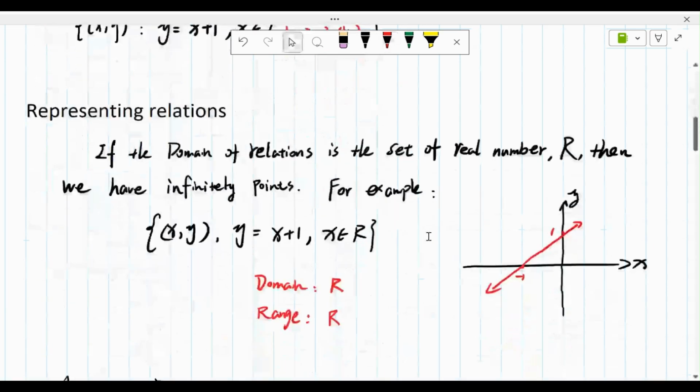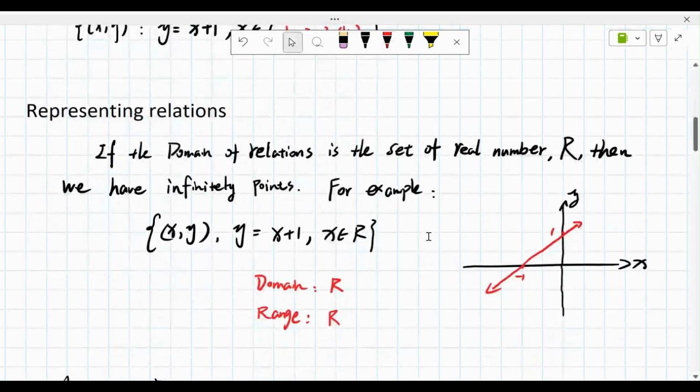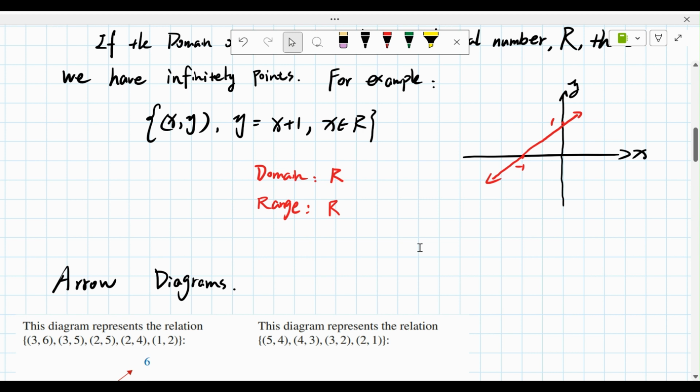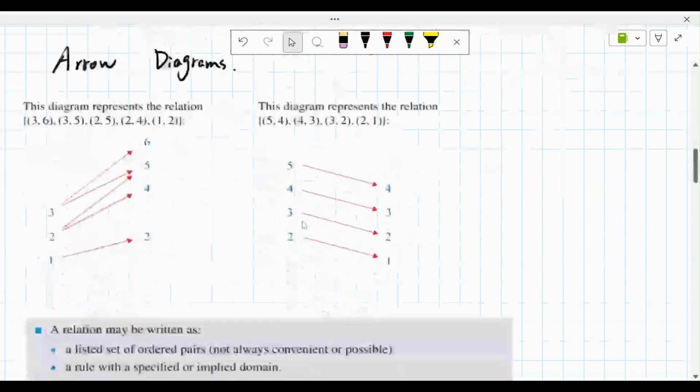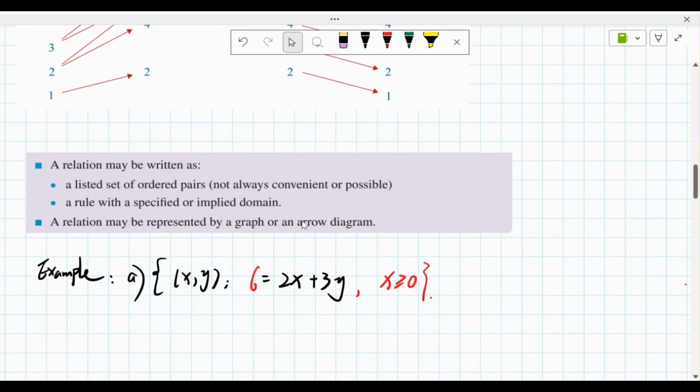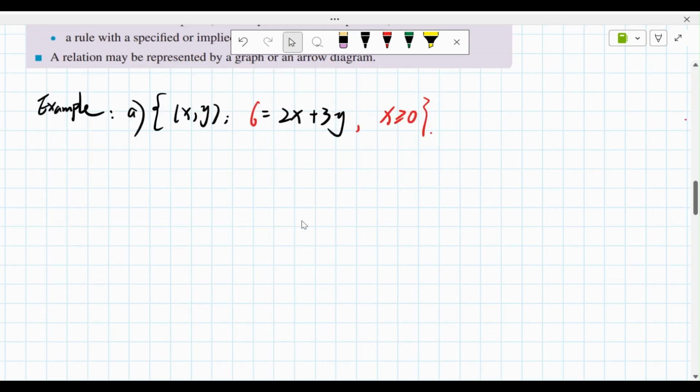When representing relations, if the domain of the relation is the set of real numbers R, then we have infinitely many points. For example, the domain is the real numbers and the range is the real numbers. That is a linear relation, y equals x plus 1. Sometimes we will also use arrow diagrams, which look like this. A couple of examples like that.